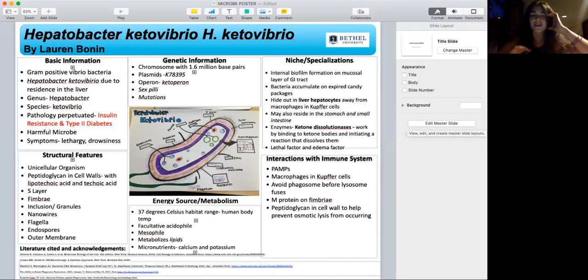Hi everyone. So I decided to create a microbe that creates pathogenesis in the United States in that it promotes insulin resistance and type 2 diabetes. This is a topic I'm really interested in, so that's why I chose to make something that perpetuated this disease. So it is called Hepatobacter ketovibrio.